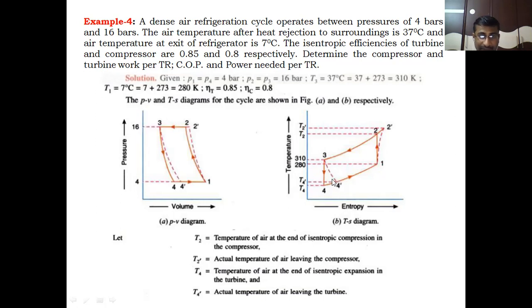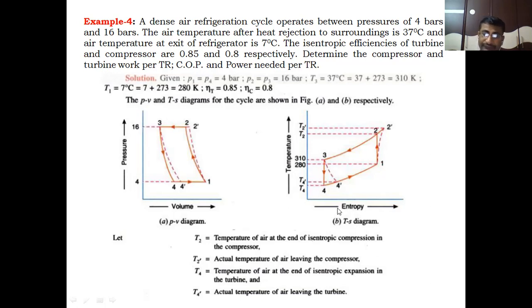Because the efficiency of the turbine is less than 100%, 85% is given, the work produced by the turbine will be less than the ideal process. That's why the temperature is somewhat higher, or the pressure drop is less, when compared to the ideal process. So 3-4' is the actual process.